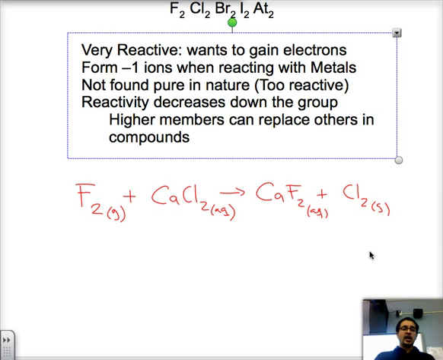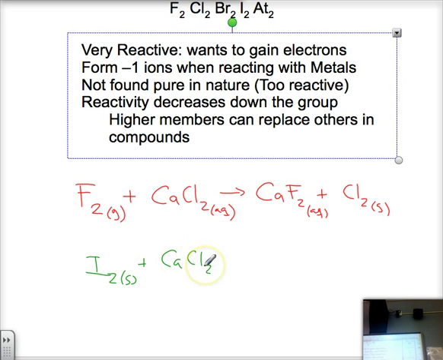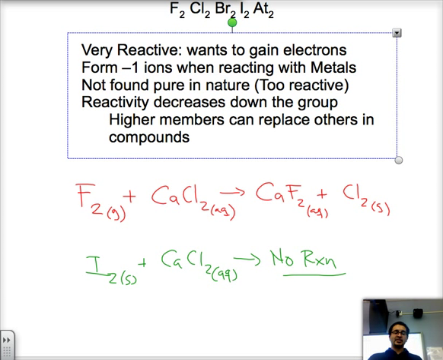But chlorine could not displace fluorine. So if you took something from further down, if you took iodine, which is a solid, and you reacted it with the calcium chloride, no reaction would occur. All right? And that's because iodine does not have the power to displace the chlorine, so it's not more reactive.